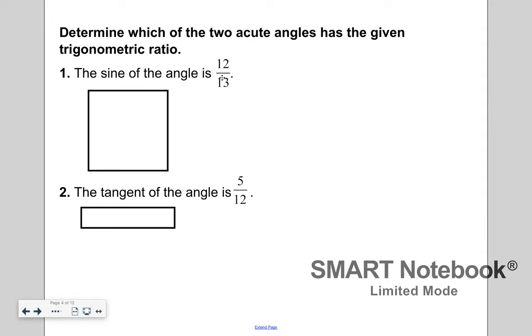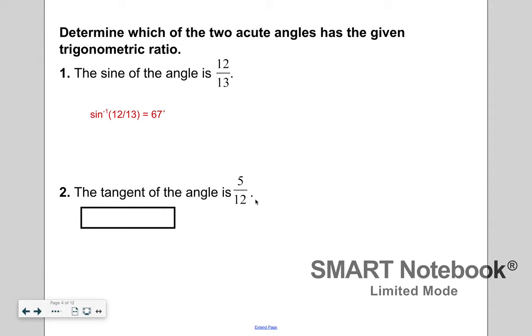All right, the sine of the angle is 12 over 13. So now I know the ratio, but I want to know the angle. Inverse is what gives angles. Inverse gives angles. So the inverse sine of 12 over 13. So now I'm saying, calculator, here's my ratio this time. Can you give me the angle that matches this ratio? And you'll type it in just like that, and you'll get 67 degrees.